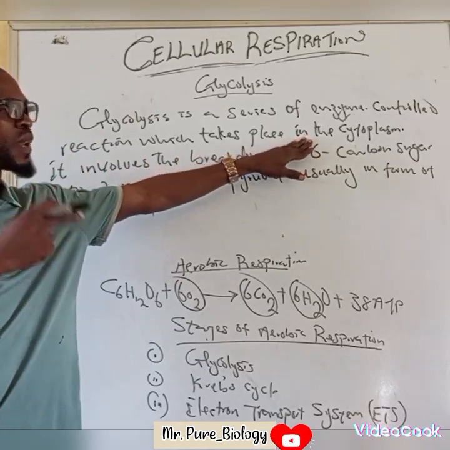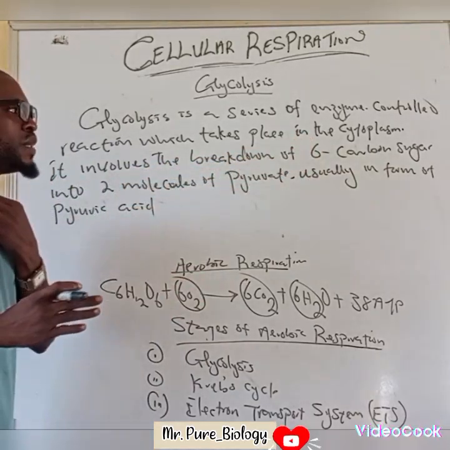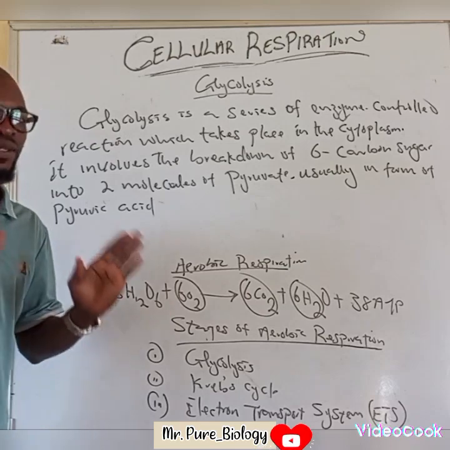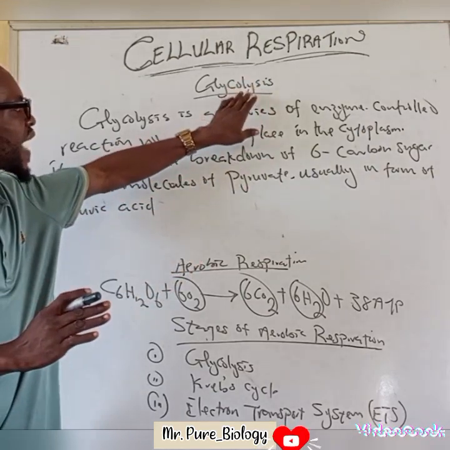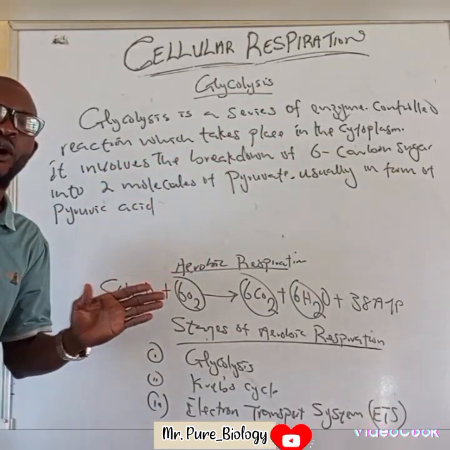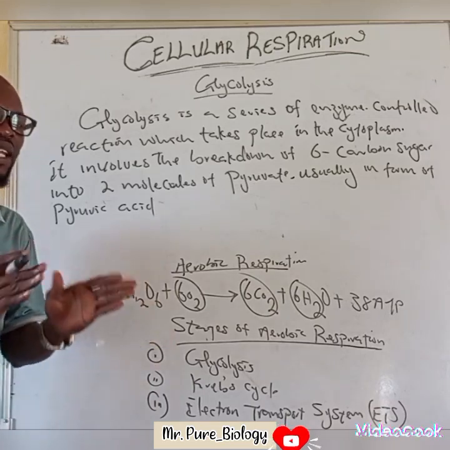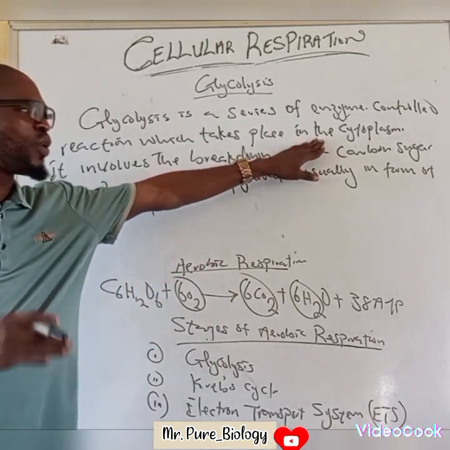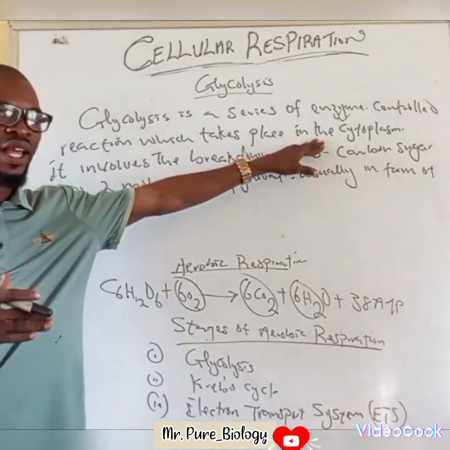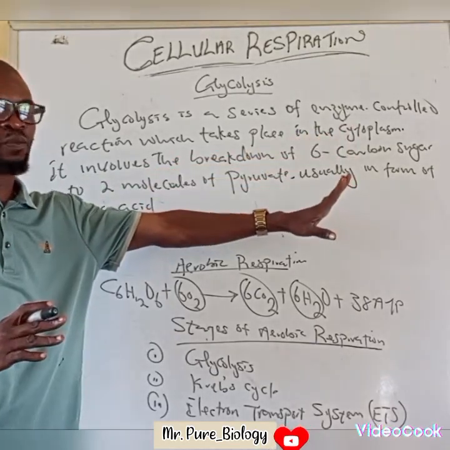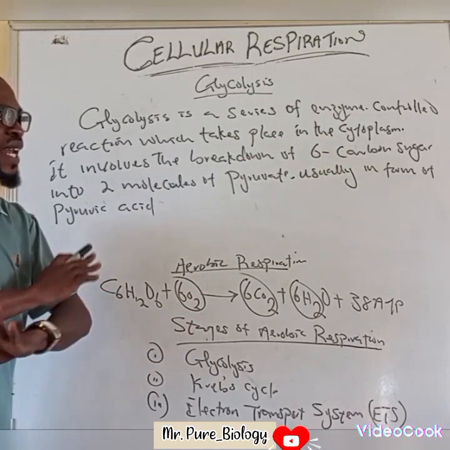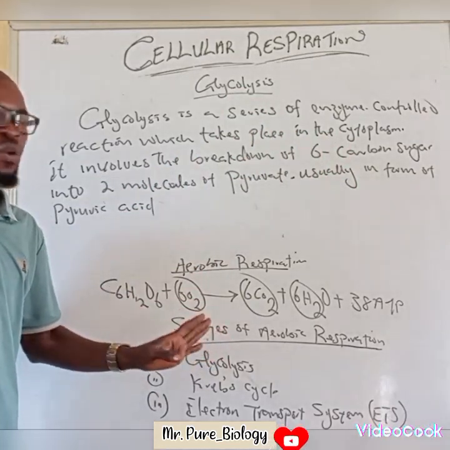So when we say it takes place in the cytoplasm of the cell, it simply means it does not depend on or require oxygen. It is a kind of process that occurs in the absence or presence of oxygen, meaning that it does not depend on oxygen at all. Whether oxygen is present, glycolysis takes place. Whether oxygen is not there, it still takes place. So glycolysis occurs anaerobically, with no oxygen requirement.